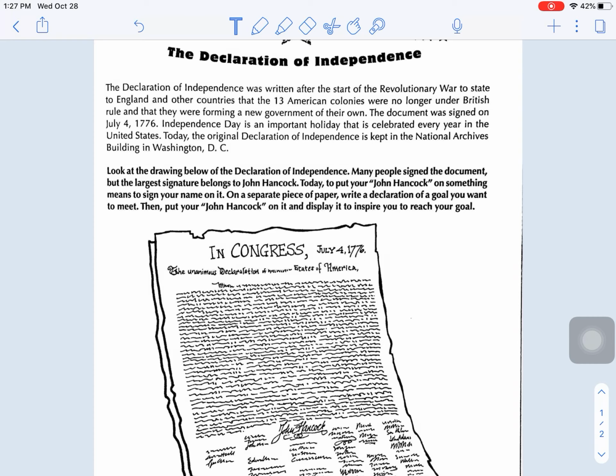In Washington, D.C. is where the Declaration of Independence is, and it's under very, very thick glass. You're not allowed to touch it because it is such an old document, and I don't know if they even allow camera flashes on there anymore. I believe last time I went there they said no flashes. So they really try to keep this document safe because it is very, very old.